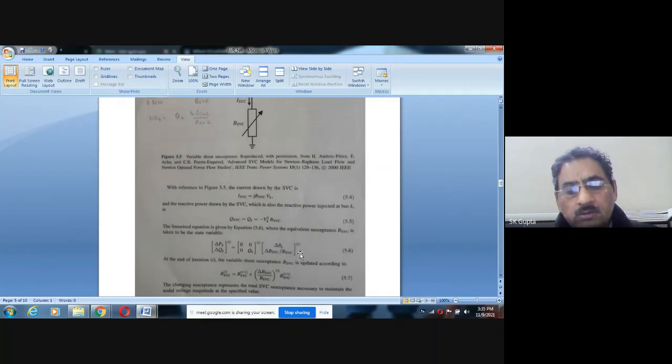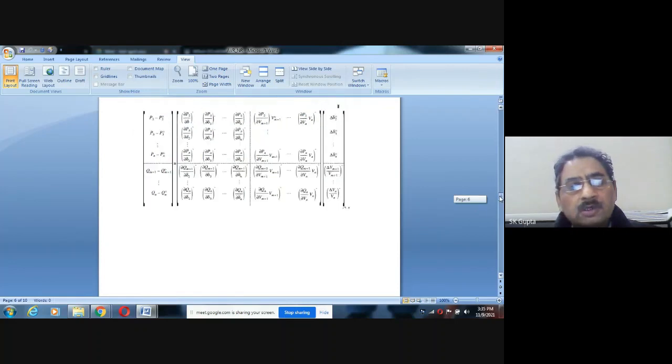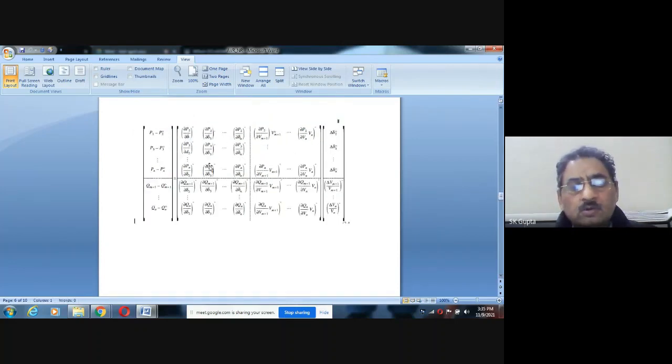Change in reactive power will be the reactive power and change in susceptance. ये equation आ गया. So this is now applied here. ये हमारा न्यूटन रैफसन का, if you remember, it is a Jacobian matrix. This is the Jacobian matrix of Newton Raphson method.